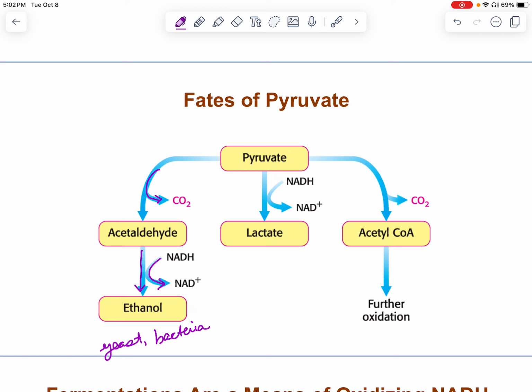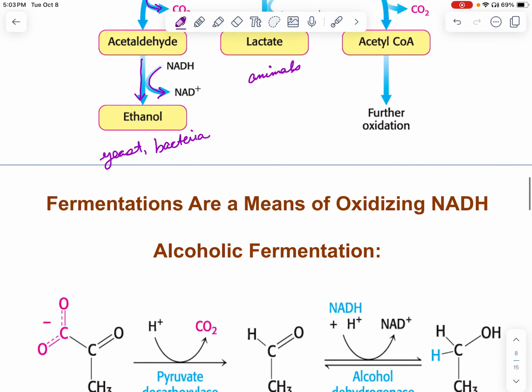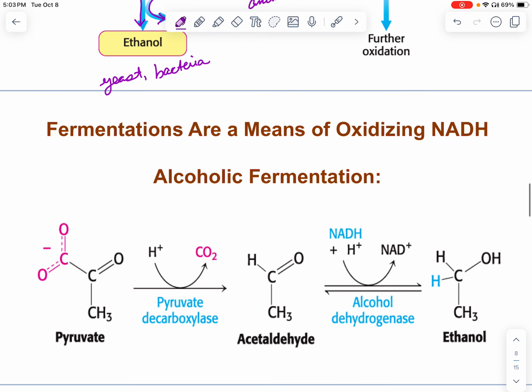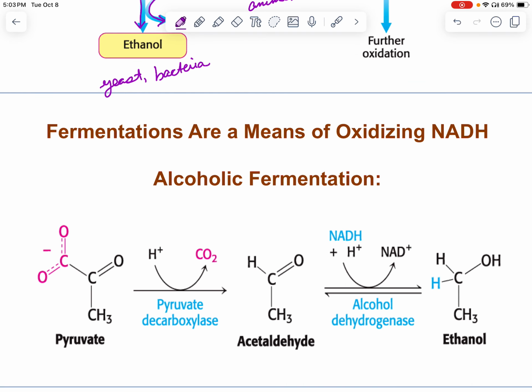So one end product of this anaerobic process would be ethanol for yeast and certain bacteria. In animals, instead, when we have that anaerobic process, we're going to get lactate. We still have a redox reaction, but now we're going to get lactate. Let's look at how these happen and why we need these anaerobic processes. So fermentation is a means of oxidizing that NADH.